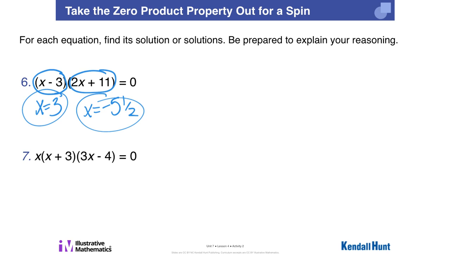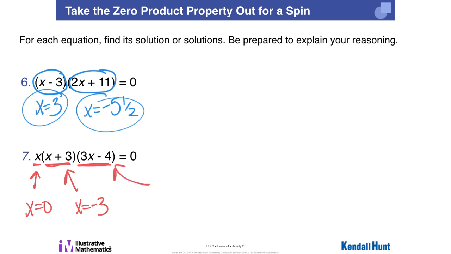Number 7 is a little bit different than what we've seen so far. We have 3 pieces all being multiplied together here. So this first one, if that equals 0, the whole thing is going to equal 0. So that's one solution. In the second one, I can see if x equals negative 3, the whole thing will equal 0 because negative 3 plus 3 is 0.